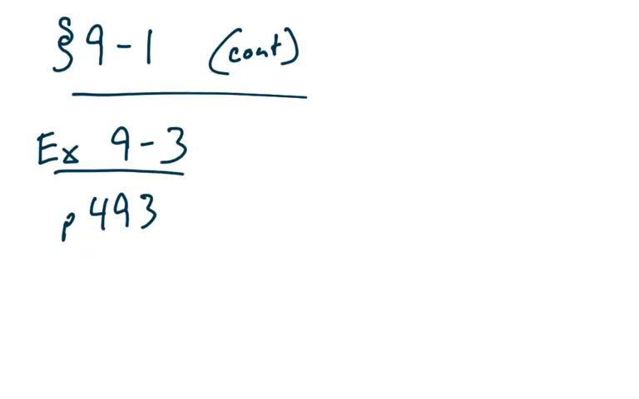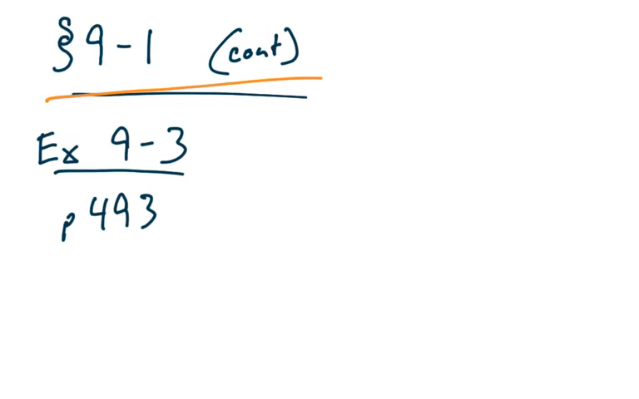Okay, good day. This is Professor Grenfell's Math 12 Statistics class, and we are continuing in Chapter 9, Section 1. And we're going to be looking at example 9-3 on finding a confidence interval for the difference between two means.